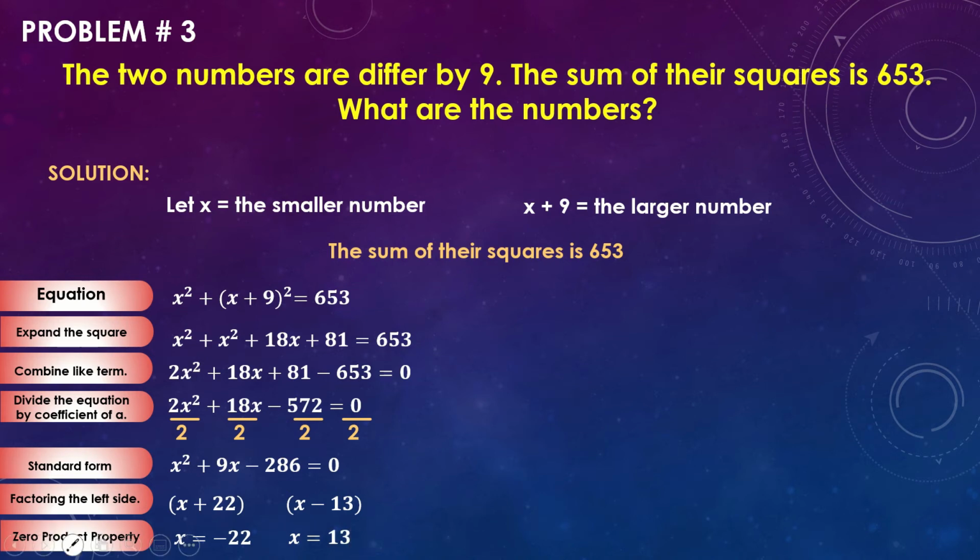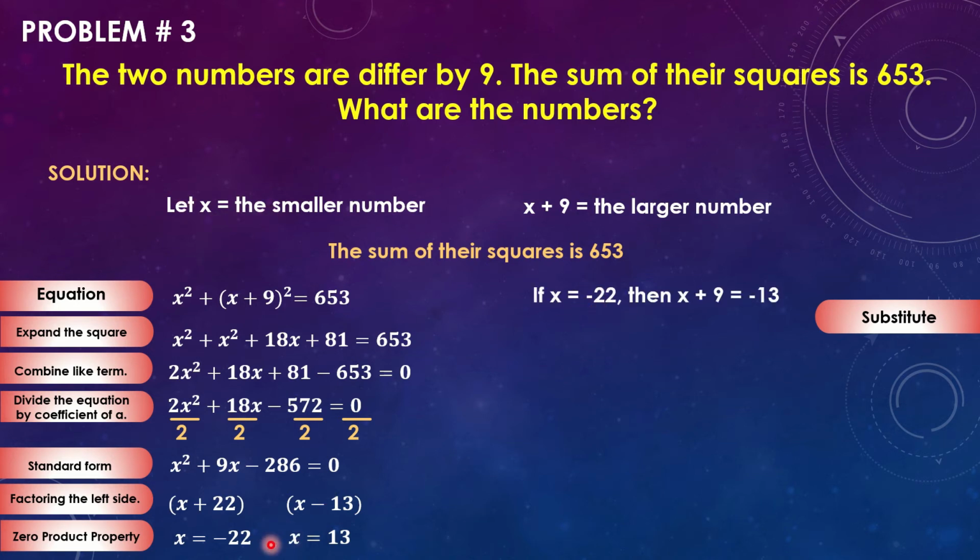Now we know the values of our x, which are negative 22 and positive 13. Let us now substitute them to our smaller number and to our larger number. So from here, our x is equal to negative 22. If that is the case, then the larger number will be negative 22 plus 9, which is equal to negative 13. So the smaller number here is negative 22 and the larger one is negative 13.